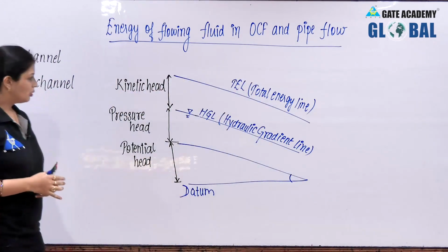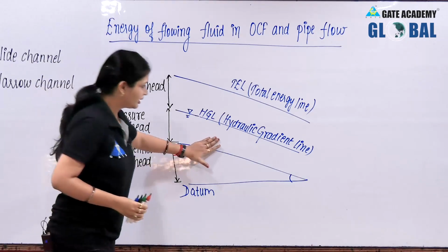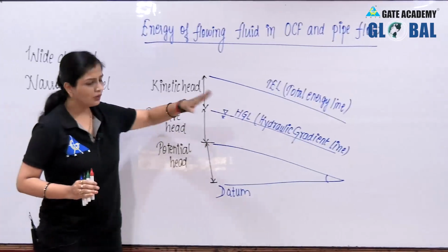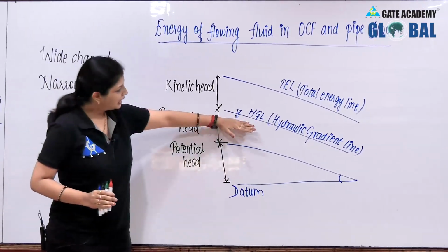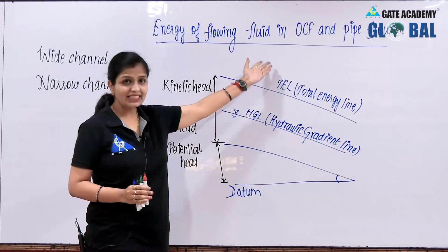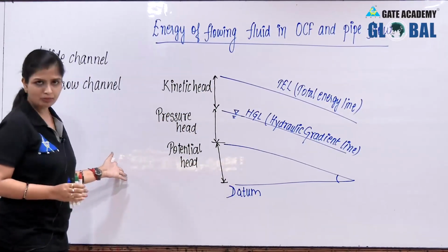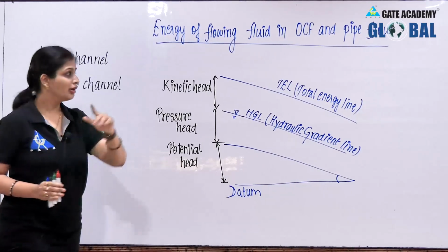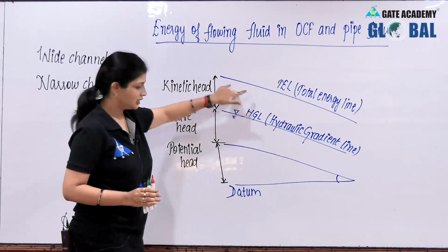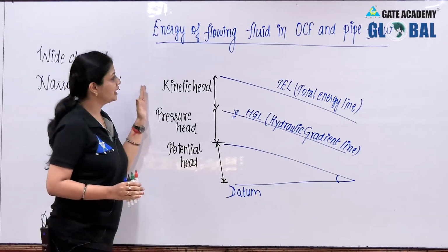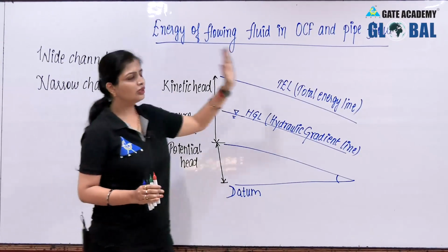Fine. If somebody tells you in open channel flow TEL is less than HGL, just by seeing it you can tell me. Is it possible? No, you can say, because total energy line is the sum of potential head, pressure head and kinetic head. It is the line joining equal points of this portion to that portion.